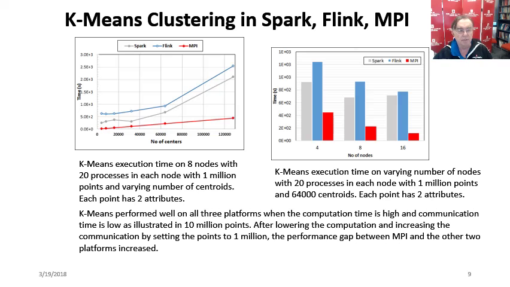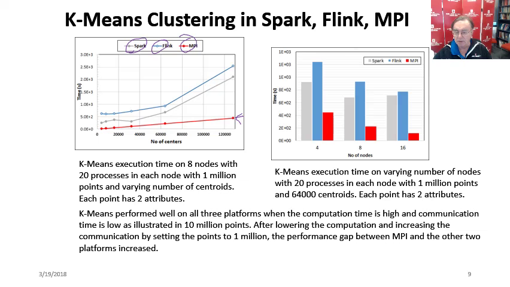Here we have some K-means clustering results comparing Spark, Flink, and also the high-performance computing implementations that we like to do. It uses either HARP or MPI. This one is MPI because it's so simple. And you will see that at least for some cases when there are a lot of centers, MPI outperforms Spark and Flink by a factor of 100.